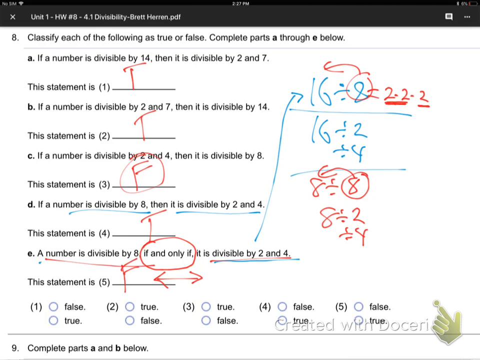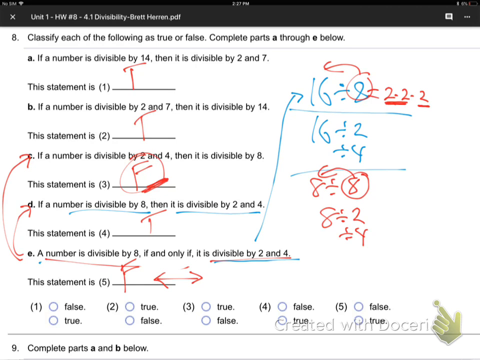Did I make any sense there? Because see, the if and only if is saying both D's statement and C's statement are true. And no, false, one of those statements was not true. C was a false statement. That's what if and only if means.